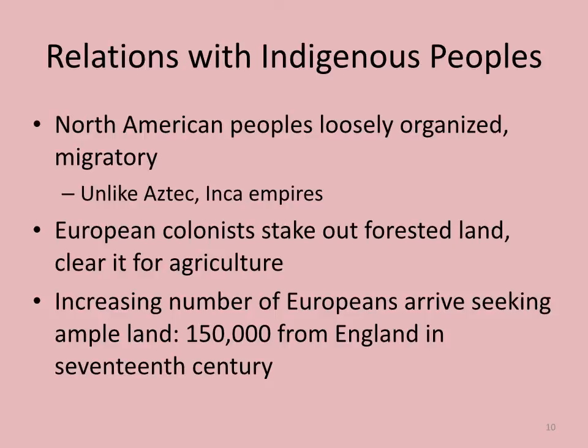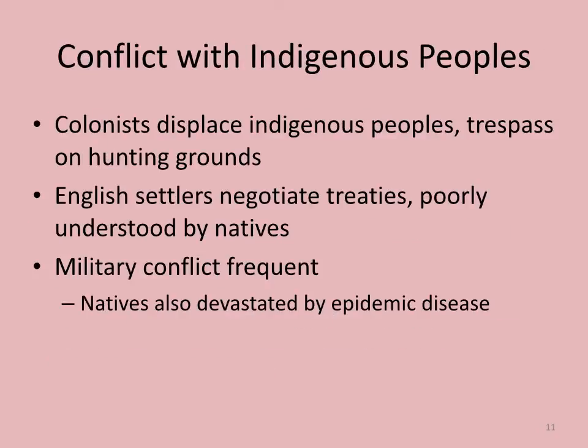Now, European colonists stake out forested land, clear it for agriculture. This is obviously going to be in great opposition to what the natives are going to be doing. We're also going to have so many Europeans that are essentially just going to overwhelm the natives. Now, the conflict with the indigenous people is going to come from a feeling of trespassing on hunting grounds and displacement of the indigenous people. I mean, they feel like this is their land, that these white people are coming in and stealing, and essentially they are.